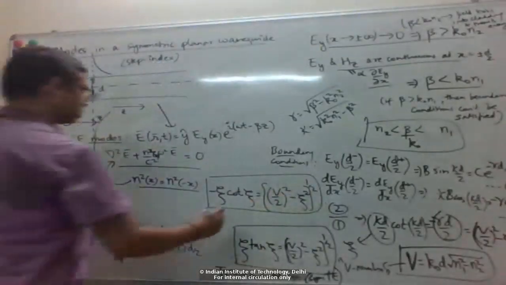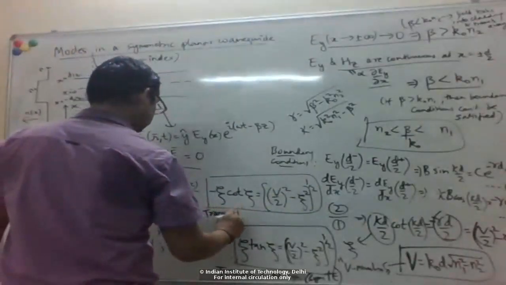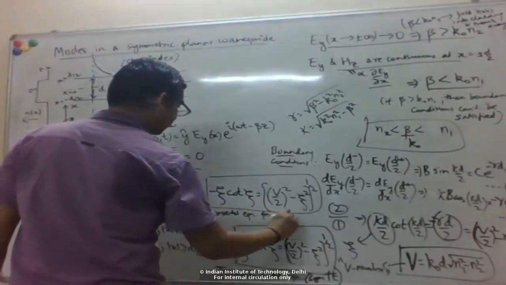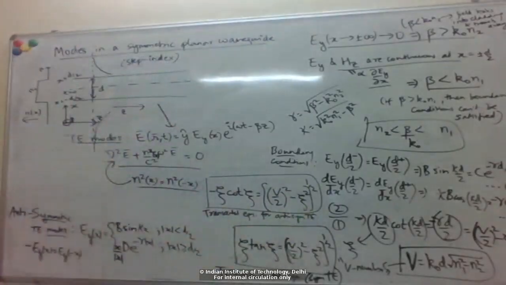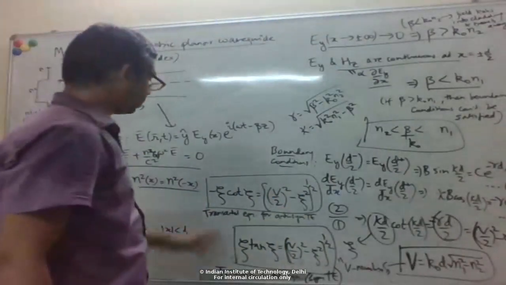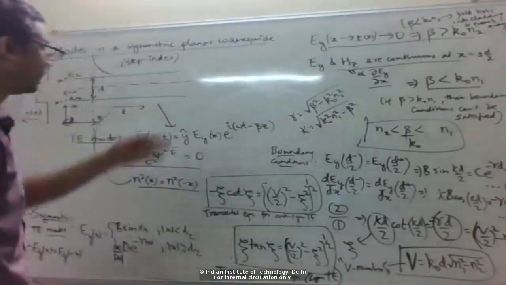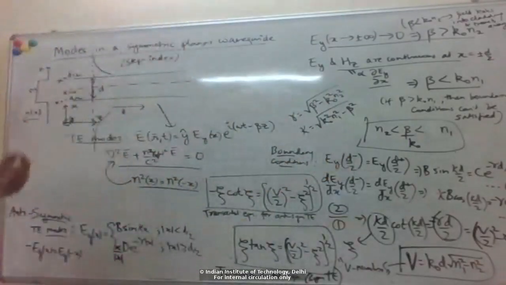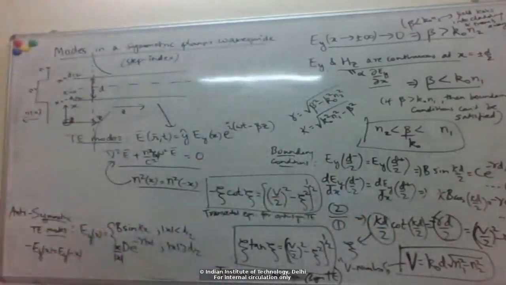Okay, so this is the equation for the anti-symmetric TE mode. It satisfies a different equation, so you can see it will get a different beta for the same wavelength or frequency, and for the same V number, so for the same waveguide.